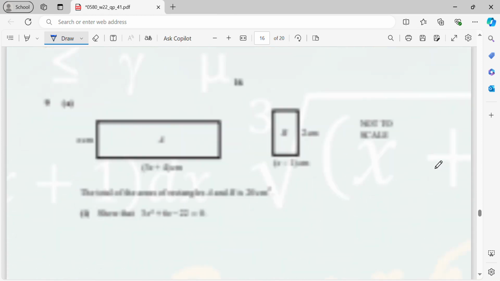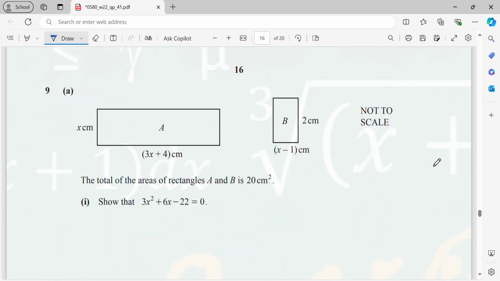Okay, done for the question. Now move on to question number 9. A. The total of areas of rectangles A and B is 20 centimeters squared.